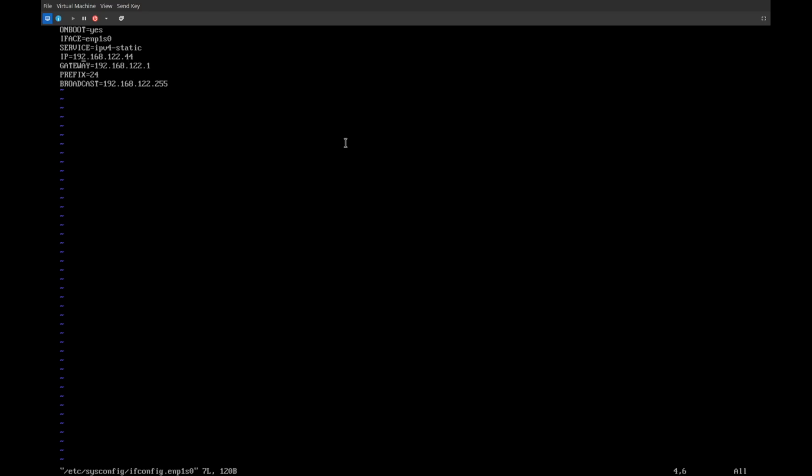So in this case, it's 192.168.122.44, and the gateway is 192.168.122.1, and broadcast is 192.168.122.255. The only difference from a normal LAN configuration that most people have on their local network is essentially these 122 instead of 0. That's it.